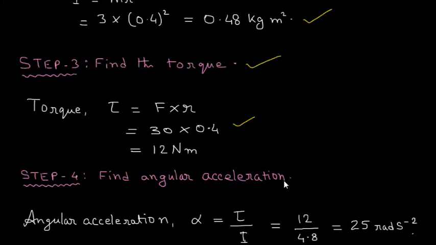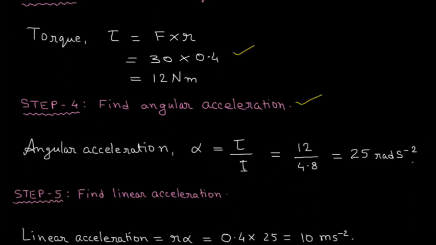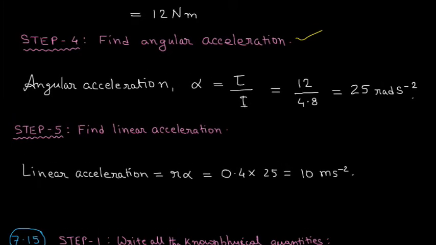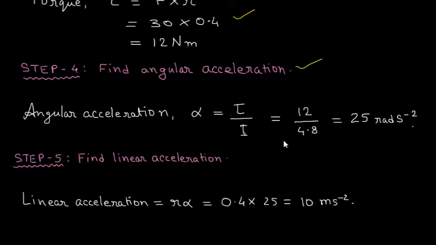And in the fourth step, we'll find the angular acceleration. Angular acceleration alpha is equal to tau upon I, means torque upon moment of inertia. Putting the values of torque and I, we get 25 radian per second square. Now find the linear acceleration. Linear acceleration is equal to R into alpha. Putting the values of R and alpha, we get 10 meter per second square. And this is the solution.